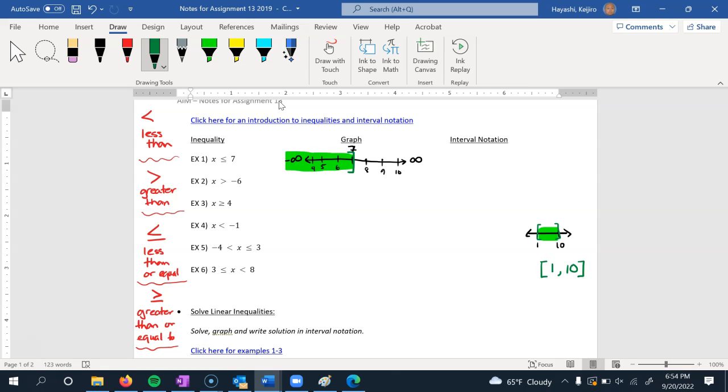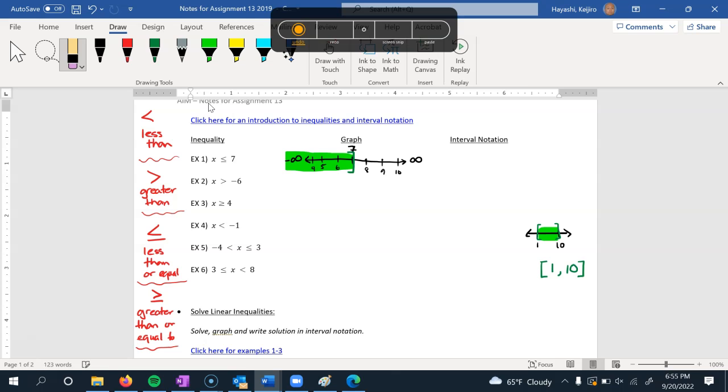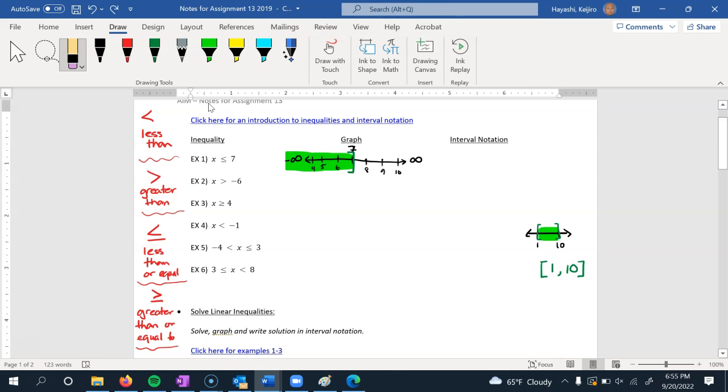It starts at the number 1. The square bracket tells you that it includes 1 as well. And then the 10 tells you that the interval ends at 10. Then the bracket tells you it includes 10 as well. Those numbers are called the endpoints of the interval. Okay. There's a lot of practicing that's needed.